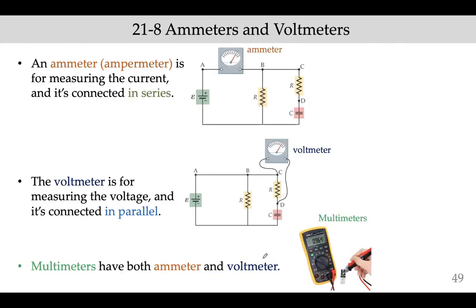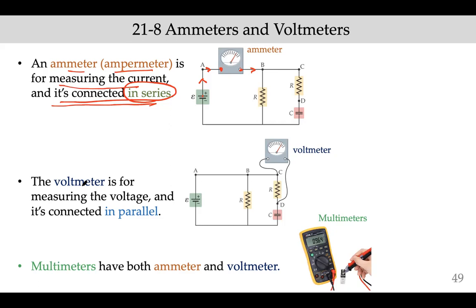Now, finally, let's talk about ammeters and voltmeters. An ammeter, or ampere meter, is for measuring current, and it's connected in series. So if you want to measure the current passing through this wire here, you cut the wire and put in the ammeter in between. So you cut the wire and connect the ammeter. This is important: the ammeter is connected in series. You can see that battery, and then ammeter comes next, and then the rest of the circuit.